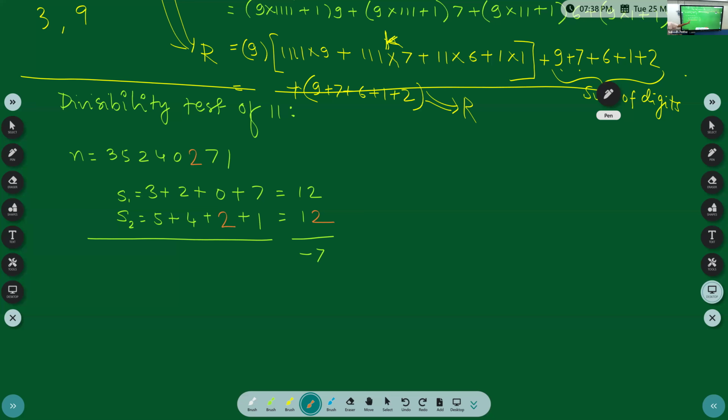I changed two of the numbers and then showed the changed numbers in red. This is 12 minus 12, which is 0, and therefore the test says that this number should be divisible by 11. So 35240271 divided by 11.